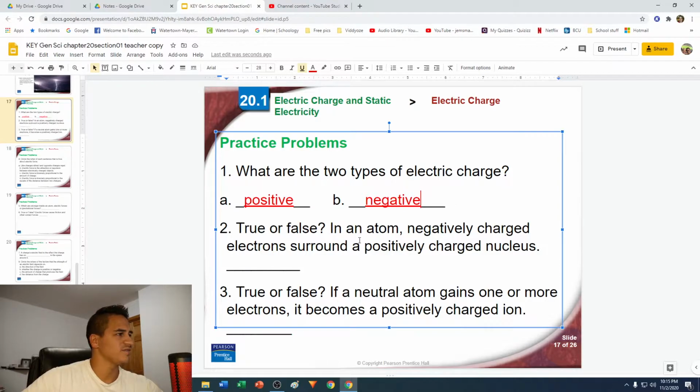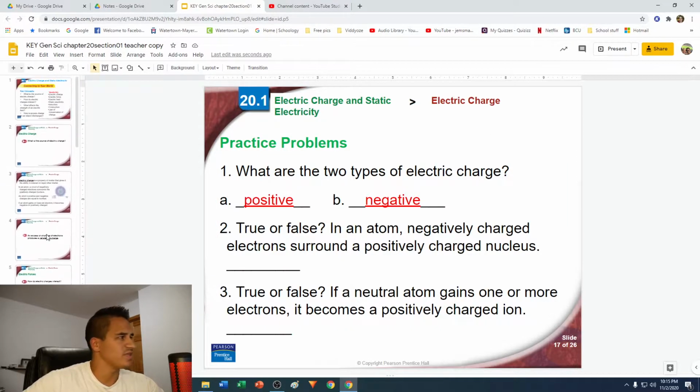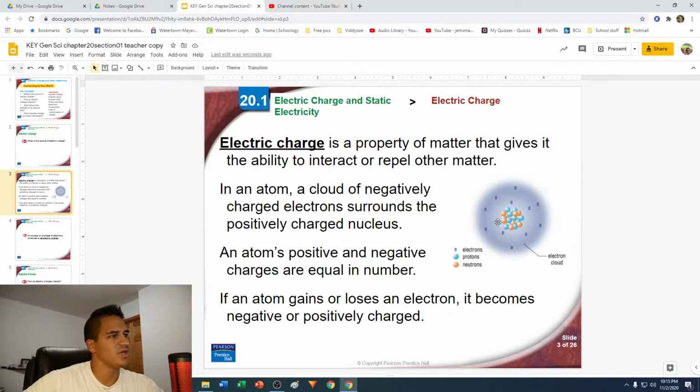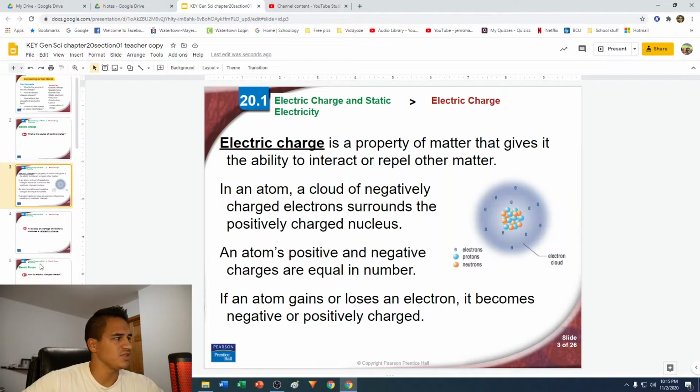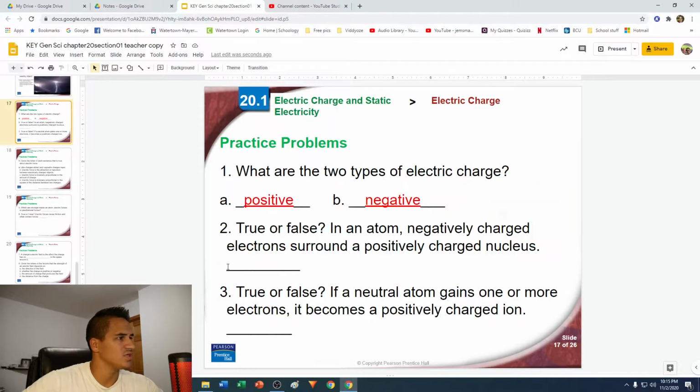Number 2, true or false, in an atom, negatively charged electrons surround positively charged nucleus. Now, I don't know if I specifically mentioned this in the notes or not, but yeah, we should know that the nucleus is the center of the atom where you have these positively charged protons and neutrons, which don't have a charge. And then around the nucleus, you have all of these negatively charged electrons. So that is true.